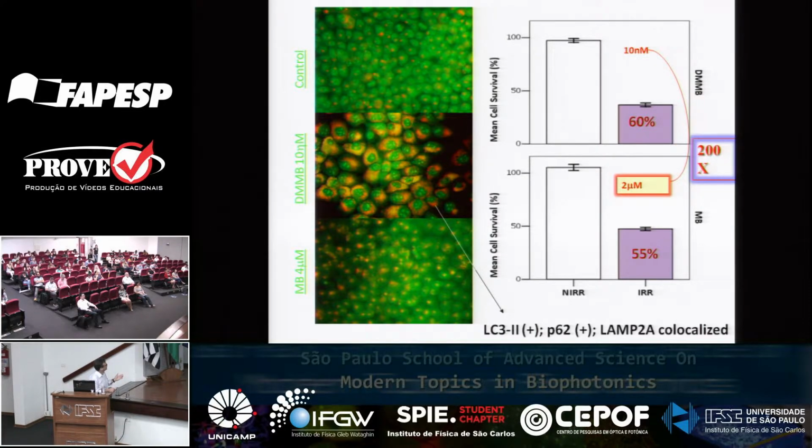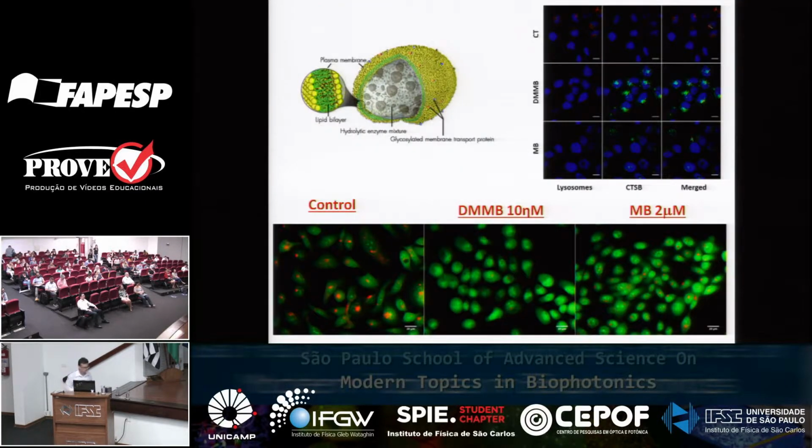We can measure things here with biochemistry, and we can see that there is LC3 and p62 accumulation, and LAMP2A, which is a lysosome marker. So there is autophagy blockage, and we also have this data here showing this is the control, and this is just after damage with dimethylmethylene blue. You see that there is no staining of the lysosome, because the lysosome was severely damaged here. There also, a little bit, but not so much.